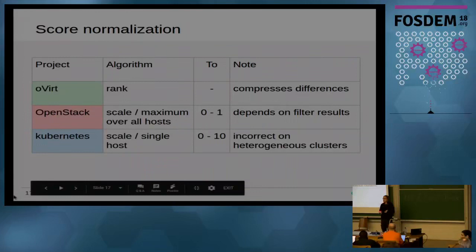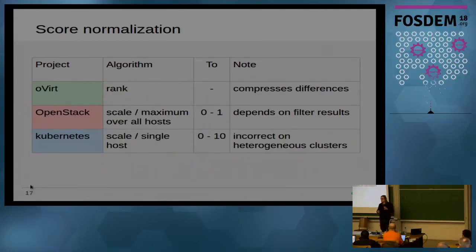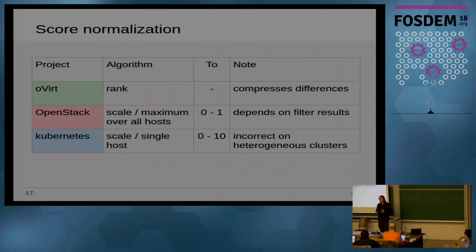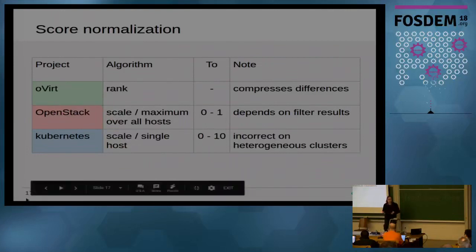Kubernetes is a bit special. It's like they want to use homogeneous clusters only because they use the maximum of the single host. So every host has a different scale. They use just how much memory there is on a single host when they normalize the free memory. So it's basically 50% of the available memory on this host and 25% of the other host. If the amounts of physical memory those hosts have are different, the numbers are not really comparable. But that's basically what you have.